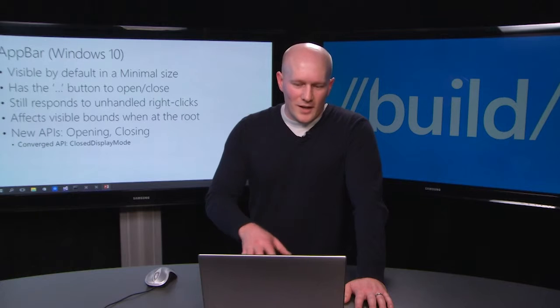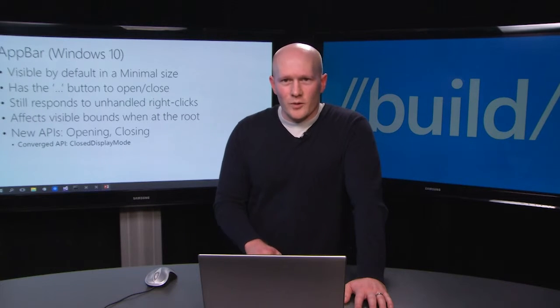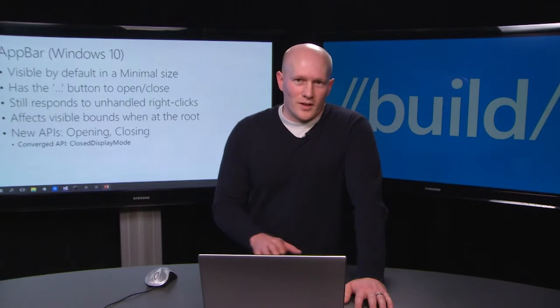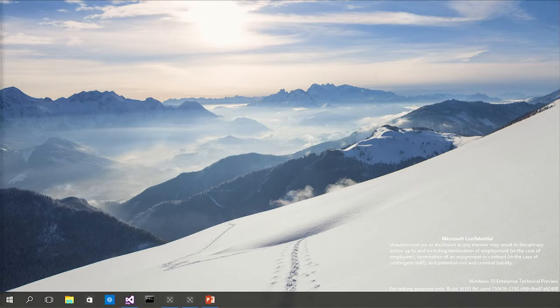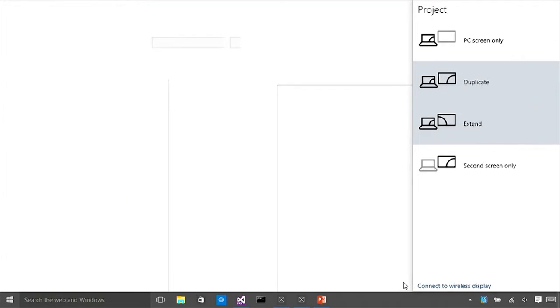Now, this API, the closed display mode I've mentioned here, was previously available only on the phone, and it's now converged. It's present for the app bar, whether you're using it on Windows or phone or other devices. So let me show you a quick demo of the app bar. And we're going to start by looking at a Windows 8.1 app.